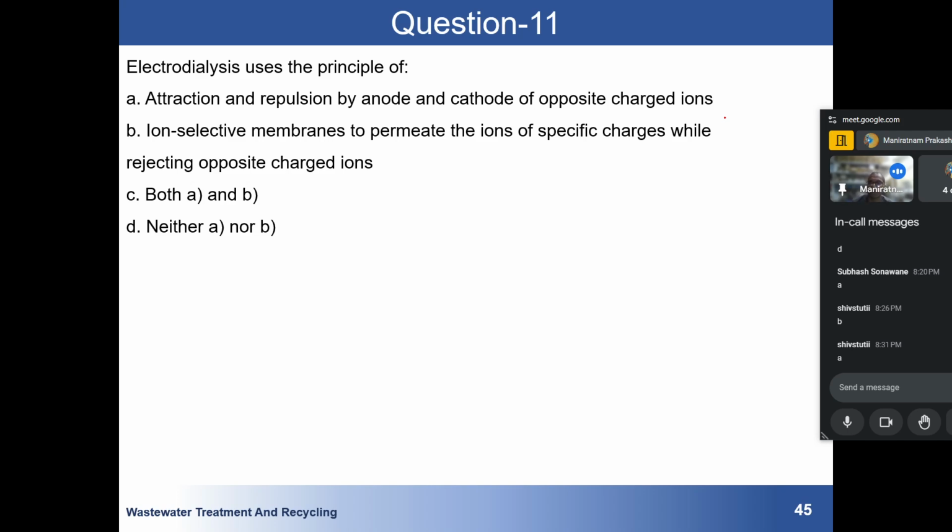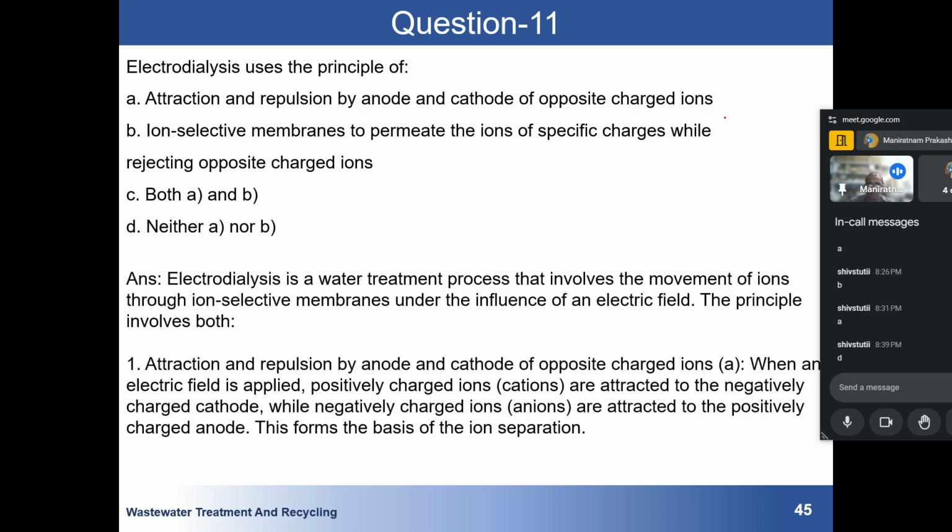A. Electrodialysis uses the principle of attraction and repulsion by anode and cathode of opposite charged ions. B. Ion selective membrane to permeate the ions of a specific charge while rejecting the opposite charge ions. That is, both A and B, or neither A nor B. I think D, we have got answer D. Neither. So I will be going through this one by one.